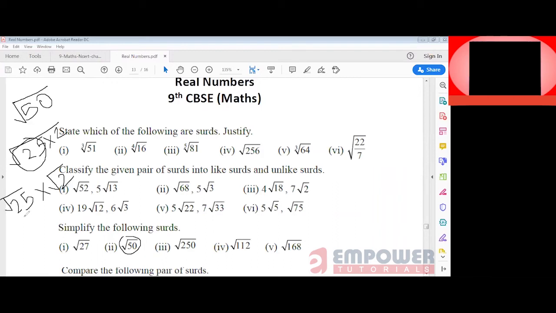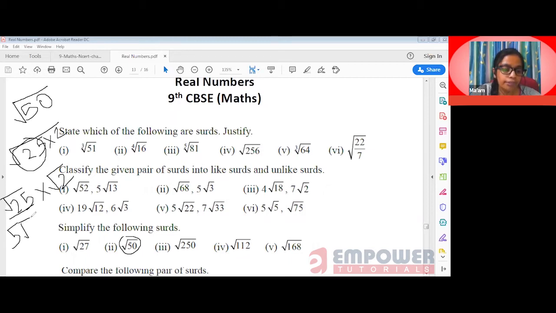Yes, ma'am. Root 25 into root 2 will be equal to root 50. Okay, so since 25 is a perfect square, I can write it down in this form, 5. This will come out of the square root form, right? Because 25 is a perfect square. Yes, so 5 root 2 will be the simplified form of root 50.